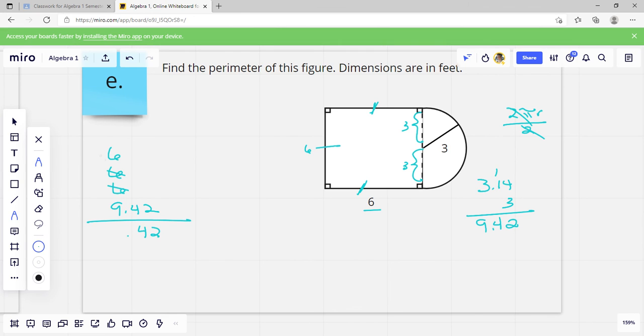So 6 times 3 is 18, plus 9 more would be 27. 27.42 feet. And that's the answer to E.